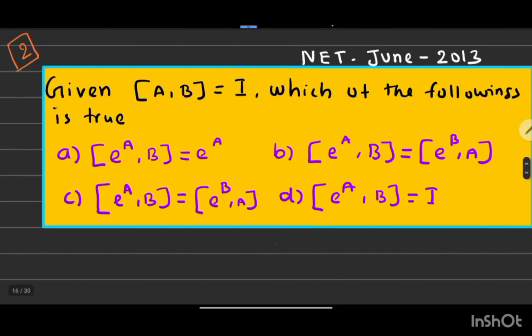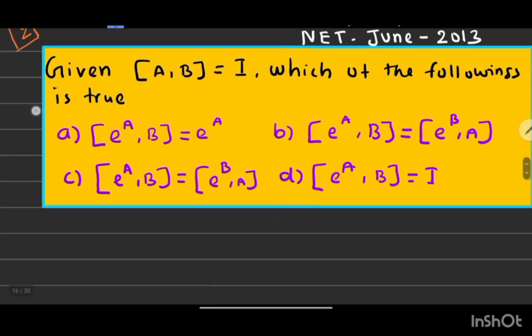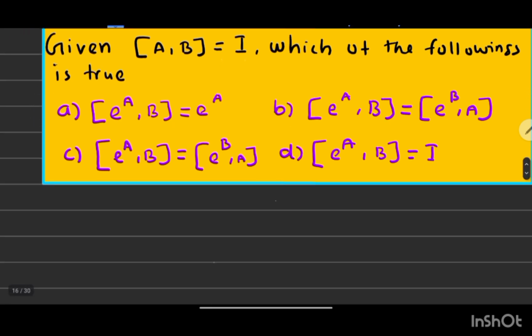Here you have the June 2013 UGC CSIR NET question. The problem is, given the commutation relation between A and B is equal to the identity operator, which of the following options is correct? If you see all four options, it is asked to find basically the commutation relation between e raised to A comma B. A and B are operators.